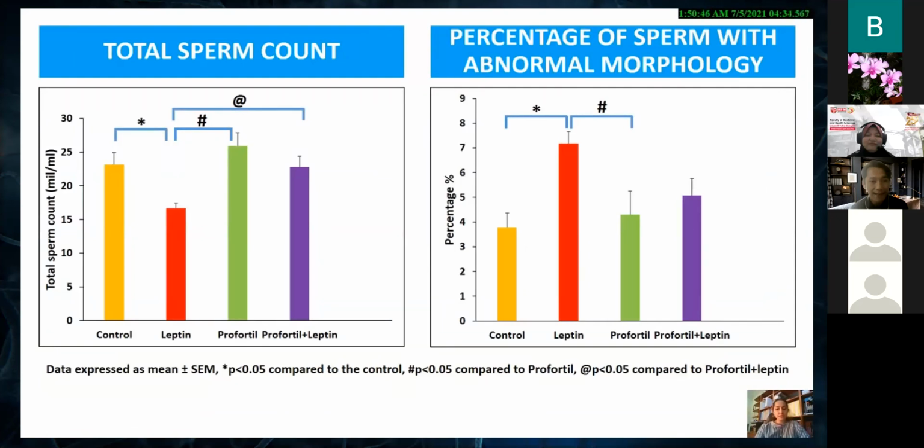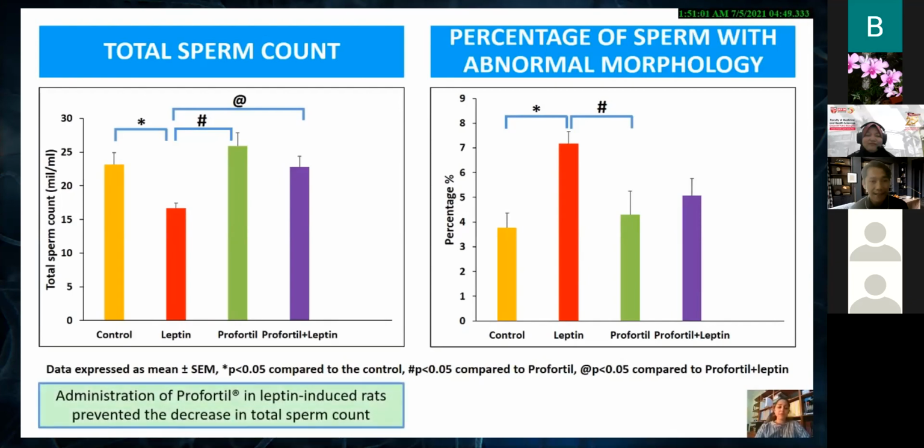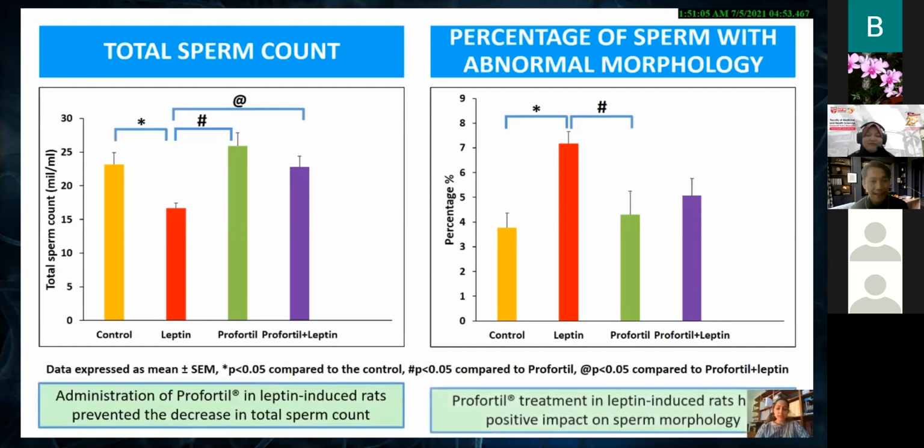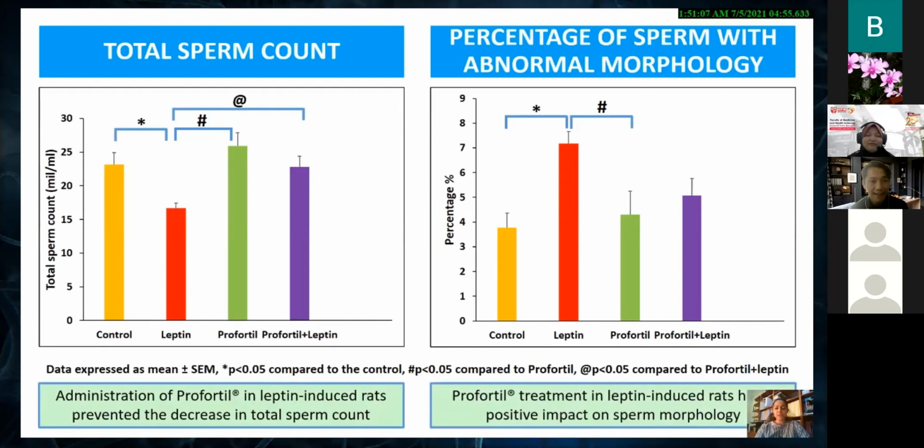Though no significant difference was observed between leptin and Profotil plus leptin-treated rats, it was observed that Profotil administration into leptin-induced rats did cause the percentage of sperm with abnormal morphology to decrease. Therefore, administration of Profotil in leptin-induced rats prevented the decrease in total sperm count, as well as having a positive impact on sperm morphology.